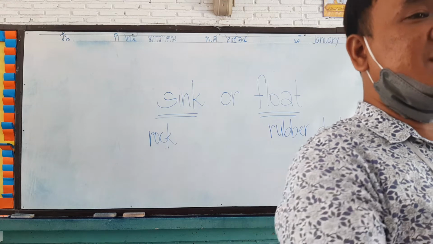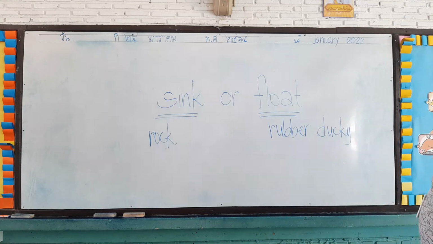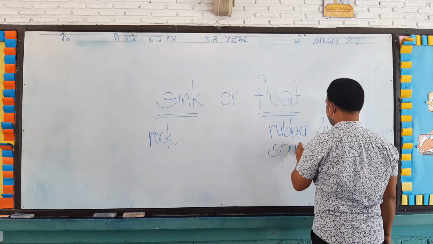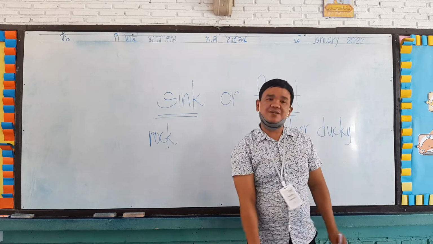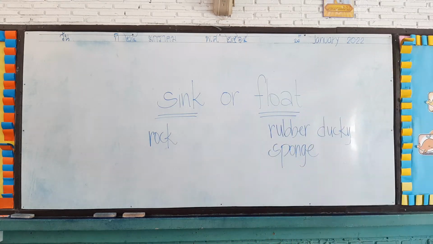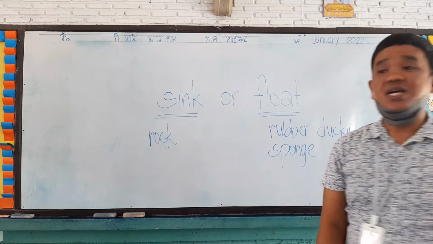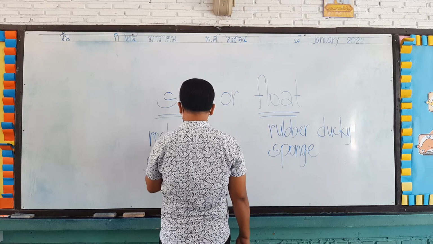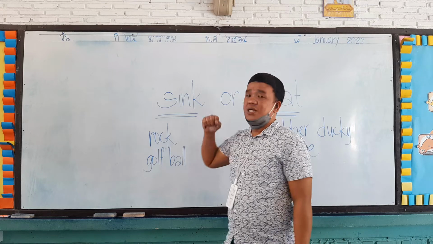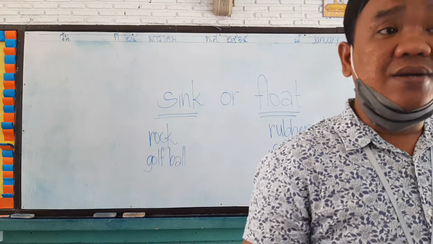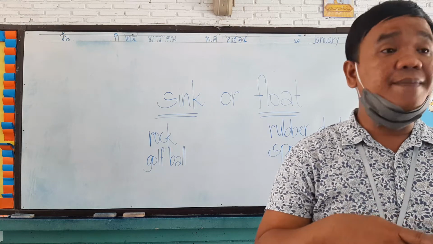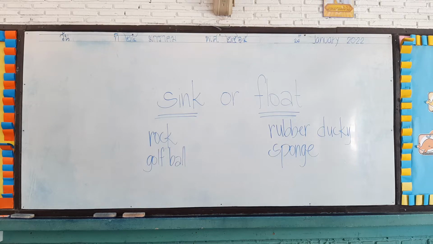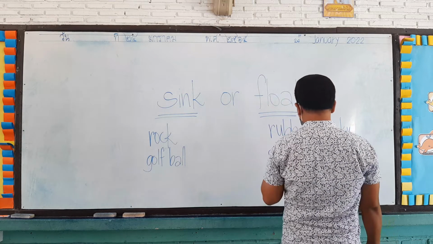Sponge. The sponge floats. How about for sink? The golf ball. Why does the golf ball sink? Because there are some materials inside the golf ball, like metal. What else? We also have the pine cone. The pine cone can float.